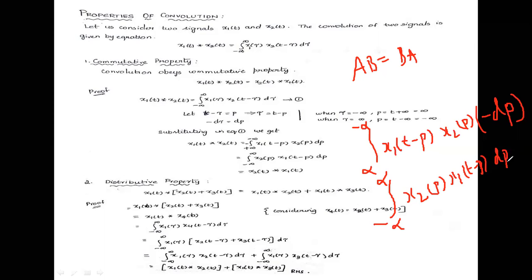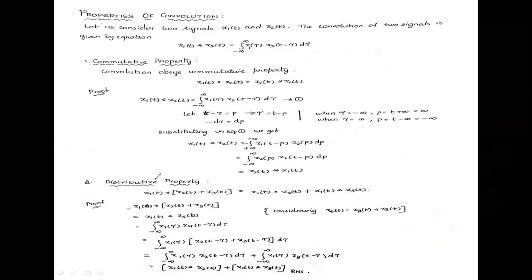Now p is a dummy variable only. It is equal to the actual definition, x1 of tau, x2 of t minus tau, d tau, with p as a dummy variable in place of tau. Now x1 becomes x2 and x2 becomes x1. That is the commutative property: x1 of t convolved with x2 of t is equal to x2 of t convolved with x1 of t.